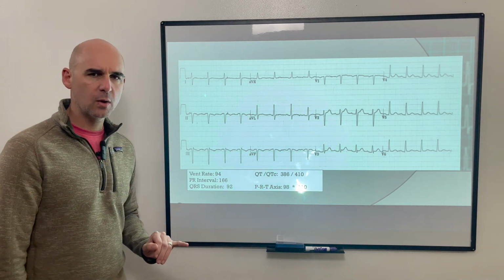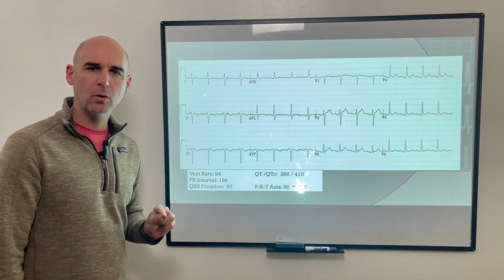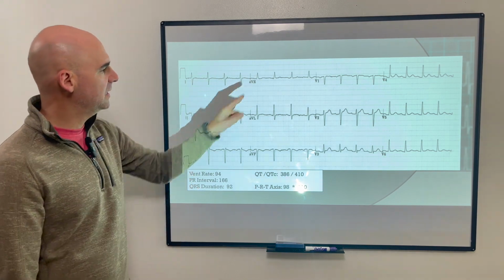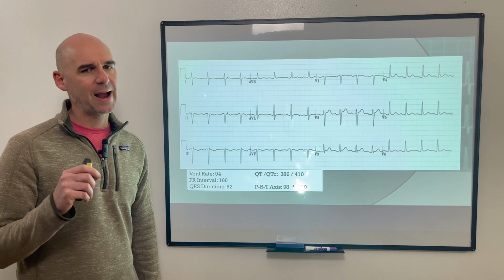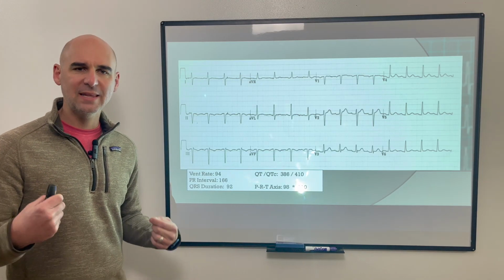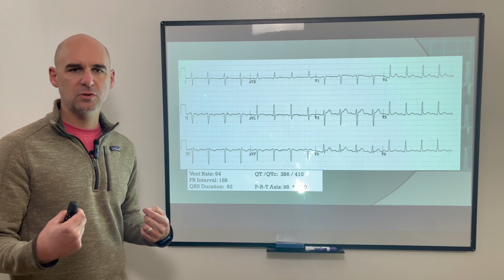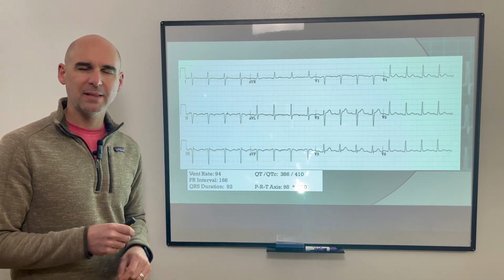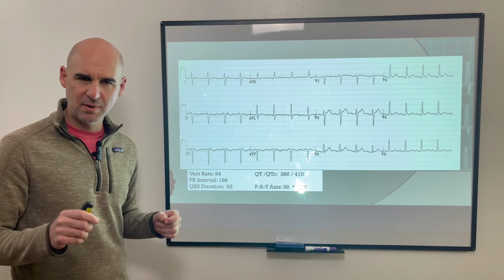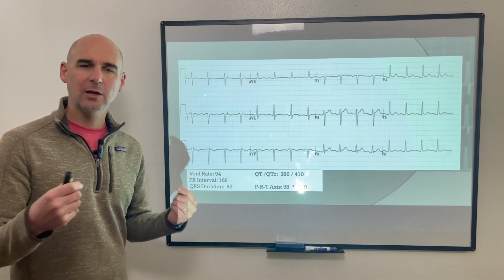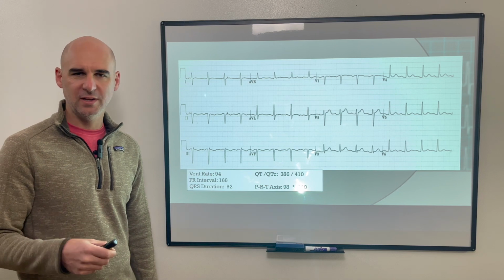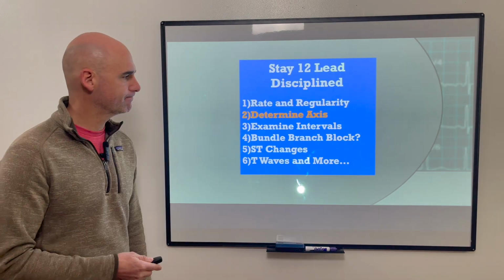But what I notice right away here is that this is a narrow complex. Now, if I look at lead aVR, it's also upright, but also a narrow complex. So because of that, I'm going to be highly suspicious that when I put my leads on prior to doing the 12 lead, I probably got my leads mixed up. So the first thing I want to do is immediately check that, or go ahead and put the leads back on properly and acquire another 12 lead to make sure that I'm doing that correctly.